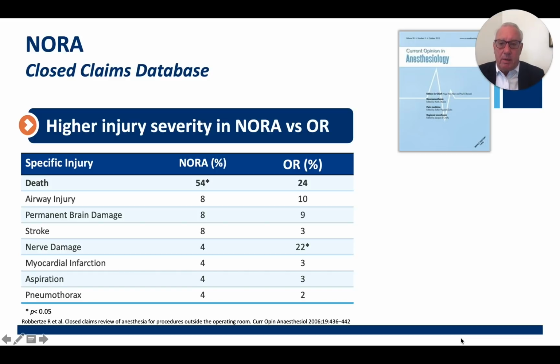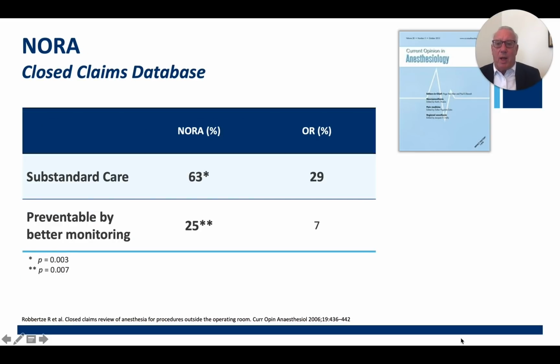But much more importantly, they saw a higher injury severity in the closed claims database, as evidenced by looking at death as a percent of the events in the closed claims for non-operative, 54%, versus the closed claims on OR anesthesia, only 24%. And then most importantly, when they reviewed the quality of the care that was delivered in non-operating room anesthesia, 63% were determined to be substandard versus 29% in the operating room, and preventable by better monitoring, 25% versus 7%. This should not come as a surprise to us, since all of the standards that have been implemented for operating room anesthesia in an environment that we're much more comfortable and supported in versus the transition to the non-operating room anesthesia world.